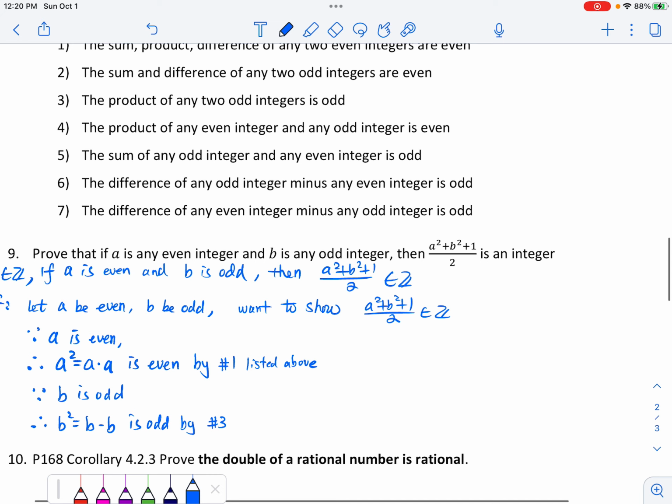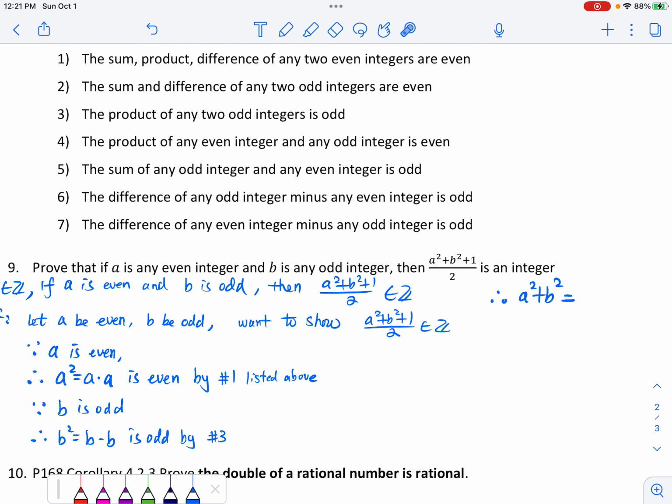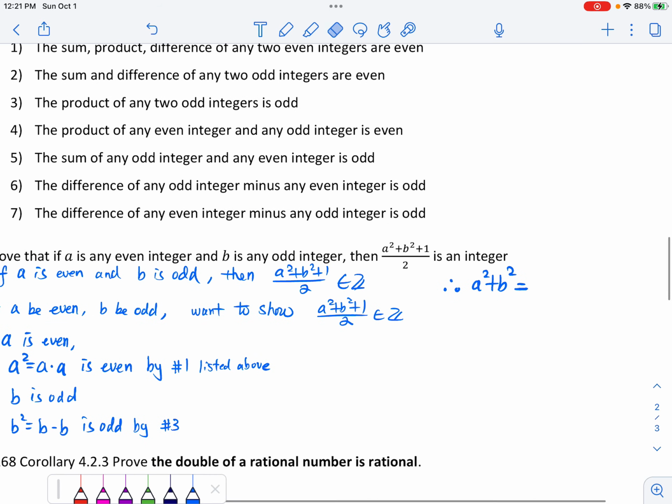Now I'll continue from here. Therefore, a squared is even, b squared is odd. So let's try to find the sum: the sum of an odd and even is odd, right? So we can conclude that a squared plus b squared is odd by number 5 listed above. The sum of an odd and even is odd. And therefore we derive, one by one, a squared plus b squared plus 1.